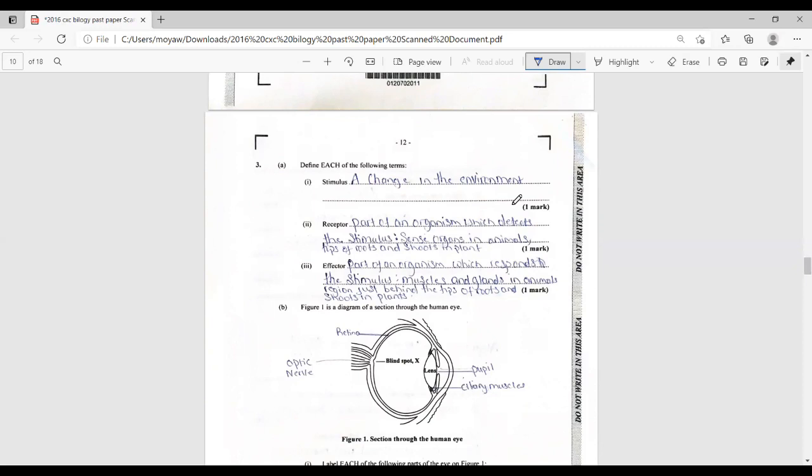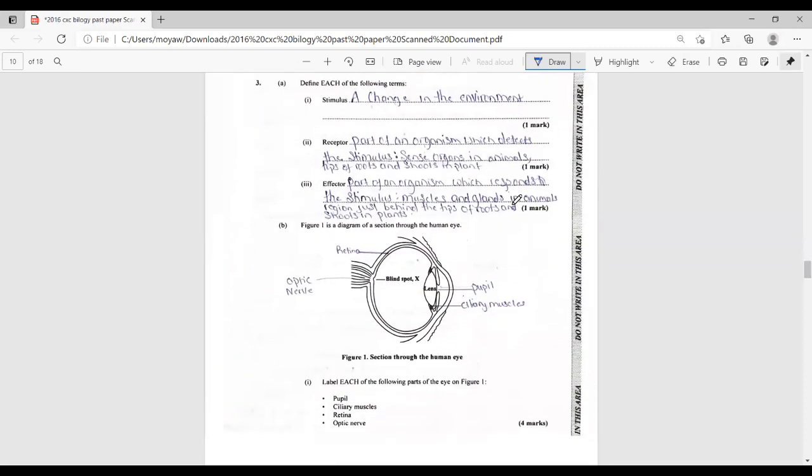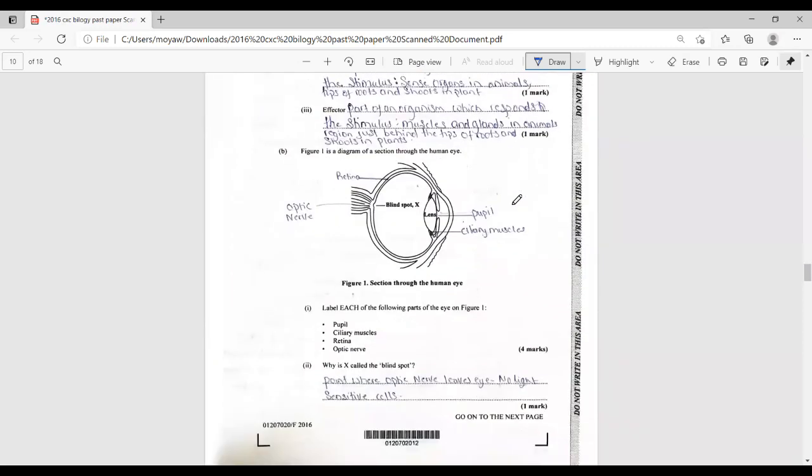So B, figure 1 is a diagram of a section through the human eye. Label each of the following parts of the eye in figure 1. I've already labeled the pupil, which is here, the ciliary muscle here, the retina right here, the optic nerve here. So why is X called the blind spot? And X is right here.